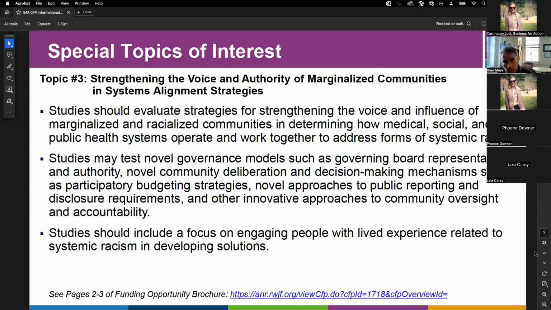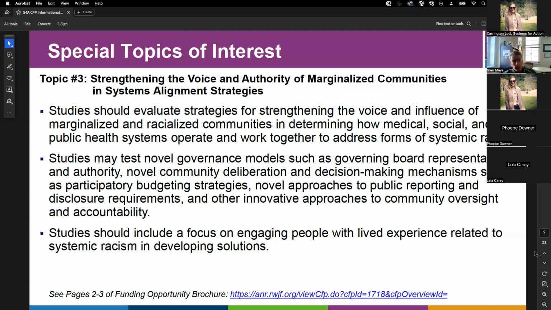Finally, special topic number 3. Under this topic, we're interested in studies that will test ways of strengthening the voice and authority of marginalized communities in system alignment strategies. So under this topic, we are especially interested in studies that can evaluate strategies, again, for strengthening the voice and the influence of marginalized and racialized communities within medical and social and public health systems and within how those systems operate and how those systems work together to address forms of systemic racism.